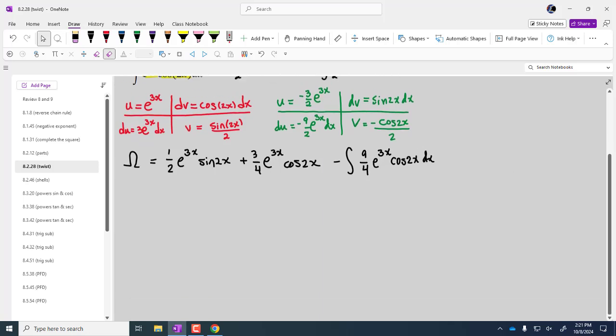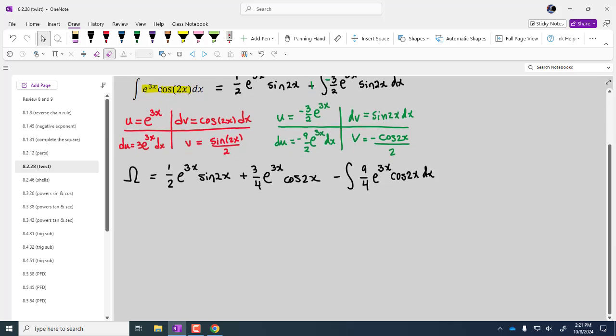If we pick like e to the 3x to be the dv instead, would it still be the same? Yes, you'll end up with the exact same answer. That's one nice thing about integration by parts with a twist, is it doesn't matter what you pick for u and what you pick for dv. It'll work out just fine. So usually it's probably better, if you have a harder time integrating trig functions, maybe put the trig function with u so you're differentiating it. You know, differentiating trig functions is easier.